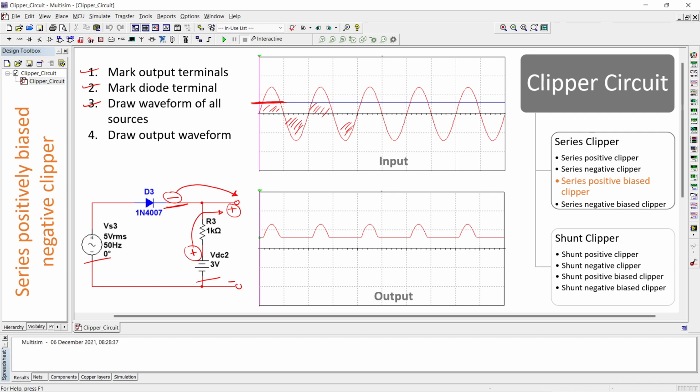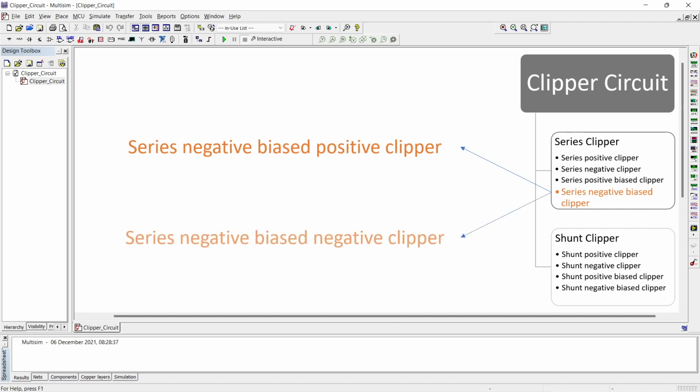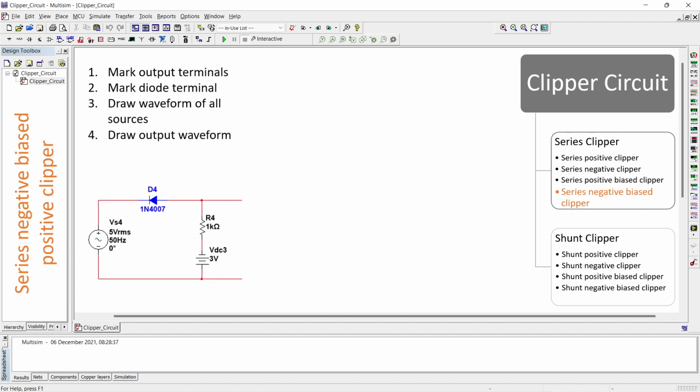Now let's go for the next clipper circuit, which is series negative biased clipper. This clipper is also subdivided into two categories: series negatively biased positive clipper and negatively biased negative clipper. So among these two, first we'll go for series negatively biased positive clipper. So this is the circuit and our 4-step procedure. So let's mark out the point. This one is plus, this one is minus.